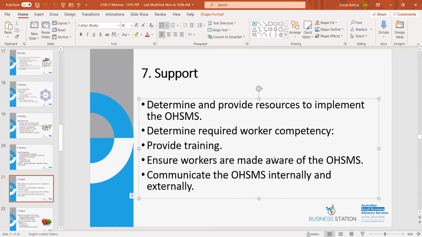And communicate it internally and externally. So you might have your policy on your website, but also through notice boards, newsletters, toolbox meetings, other staff meetings, just communicate the requirements of safety in the organisation.